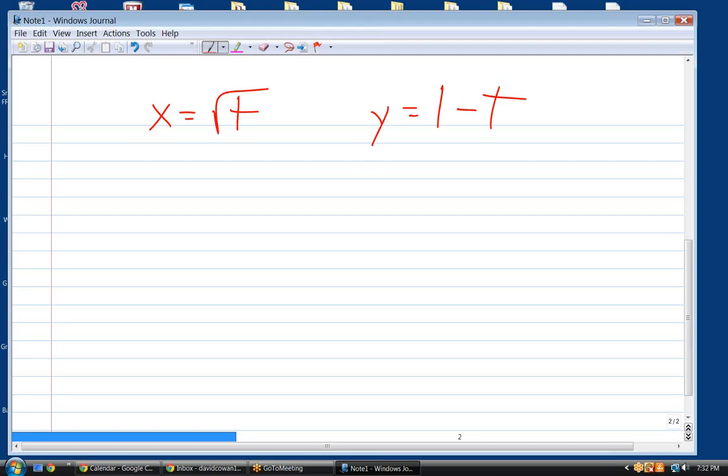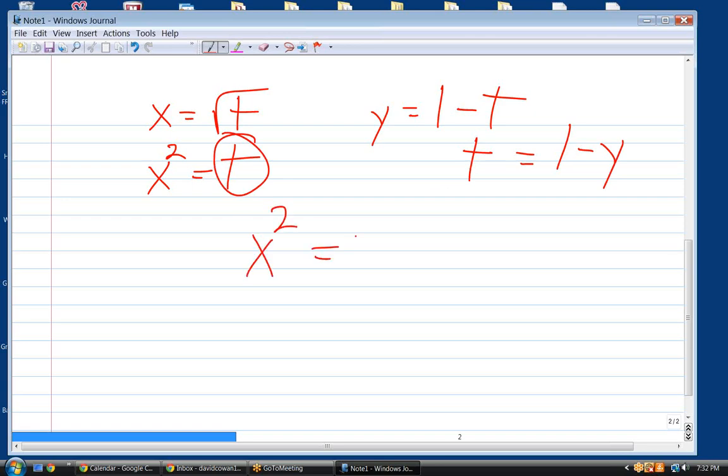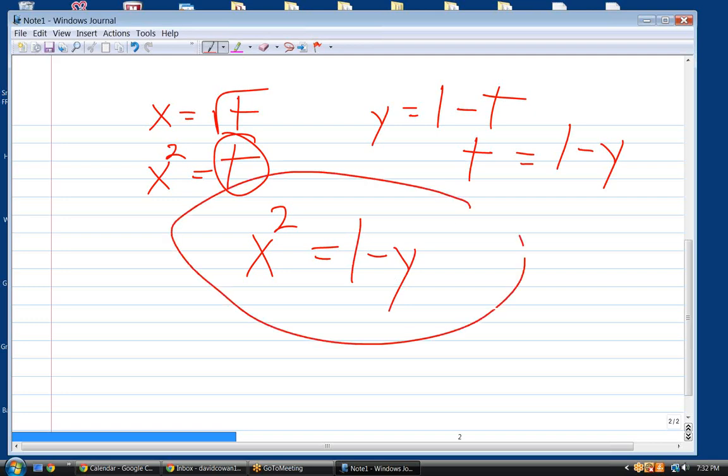We just find what t equals. In other words, solve for t for both equations, and then you'll be able to set the one side equal to the other. So here, t is equal to x squared. Over here, t is equal to 1 minus y. Well, it's the same t. So if t equals x squared and t equals 1 minus y, then x squared equals 1 minus y. No more parameters.